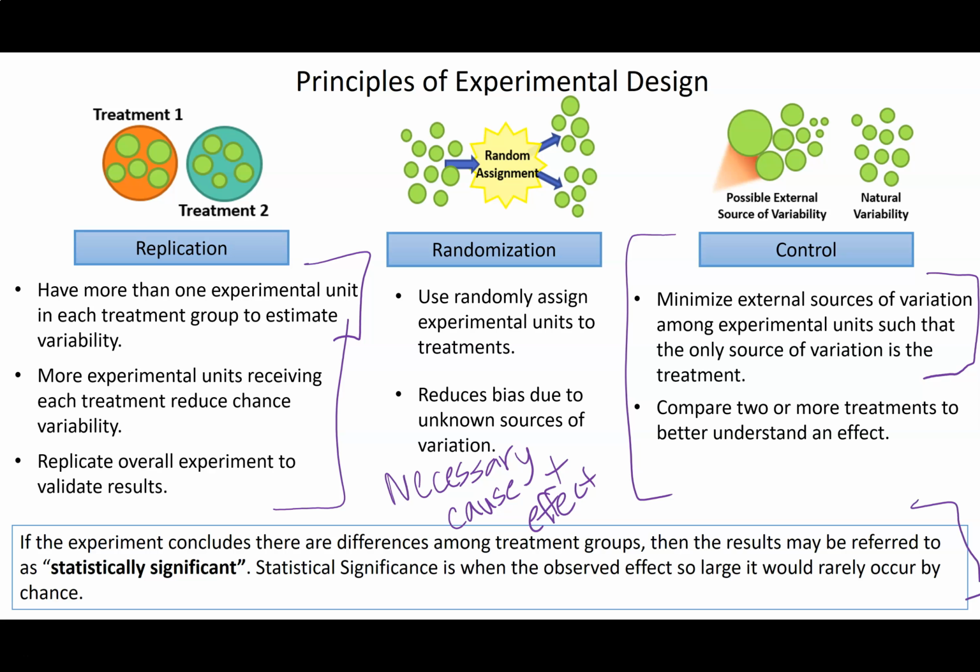And then we'll get back to this phrase. When an experiment concludes there are differences, there's a phrase that we use, statistically significant. And when people say things are statistically significant, it means that the difference that we observed was large enough that it's not likely it would happen by chance. So we'll really get into that later, but just an intro.